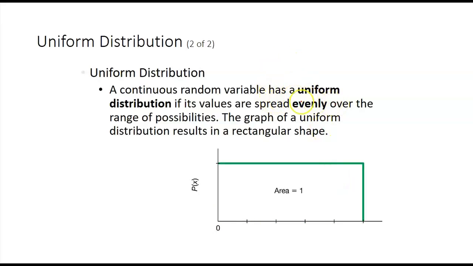Like I said, we're going to look at uniform distributions, and in these, the values are spread evenly over the range of possibilities. This one shows from 0 to 5, which happens to be the example I'm using. It could have gone on further or stopped shorter than that. But it's spread evenly over a range of values, and it's going to be represented by a rectangular shape, because the fact that it's spread evenly indicates that this is going to be a flat line across.